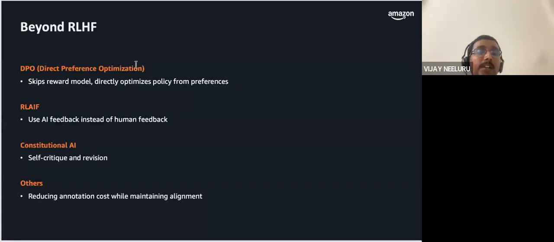Next, beyond RLHF. There are multiple approaches beyond RLHF. Direct preference optimization skips the reward model and directly optimizes the policy from preferences. Another is using AI feedback instead of human feedback. The other one is constitutional AI, which uses self-critique and revision. There are other approaches which can reduce annotation cost while maintaining alignment with human preferences.